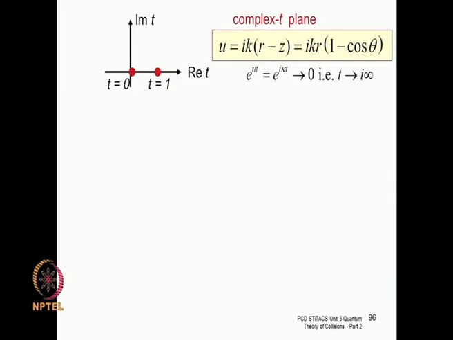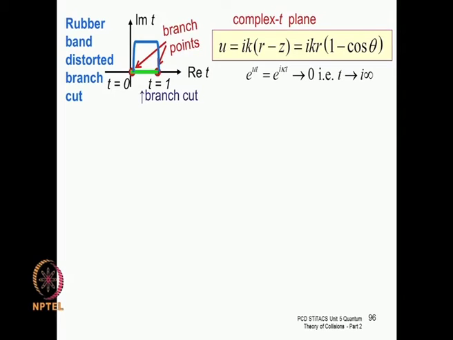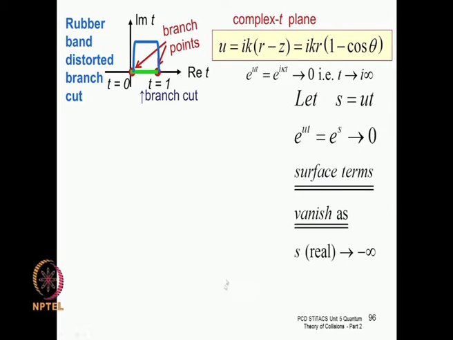Now, we can do this in the complex t plane, subject to the discussion we just had. These are the branch points and you have the branch cut between them, the rubber band distorted branch cut. But what we will do, and here again I find Sakurai's treatment very attractive, instead of carrying out the integration in the complex t plane, he carries out the integration in the complex s plane. So, he defines s as u times t.